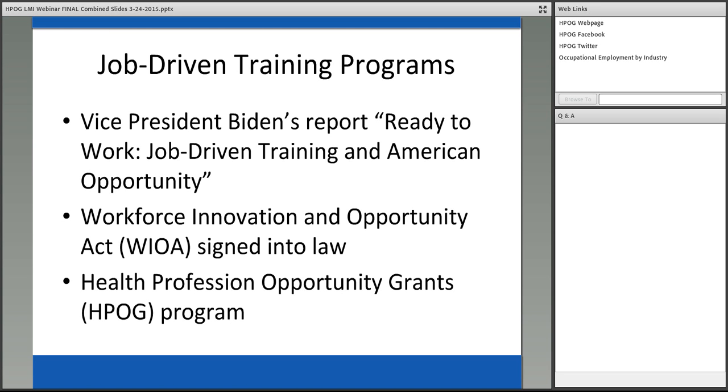But I can say that the HPOG program is a national model in implementing the strategies described in the Job-Driven Training Report, and that these strategies are critical to the future success of any federally funded job training program.